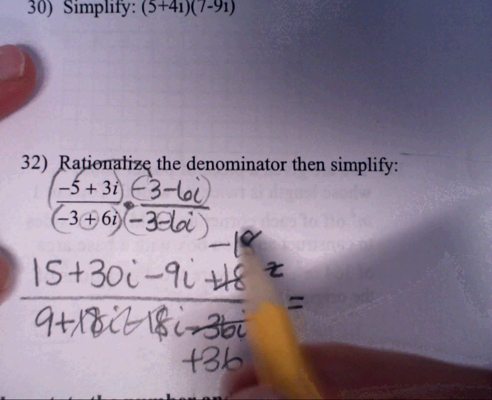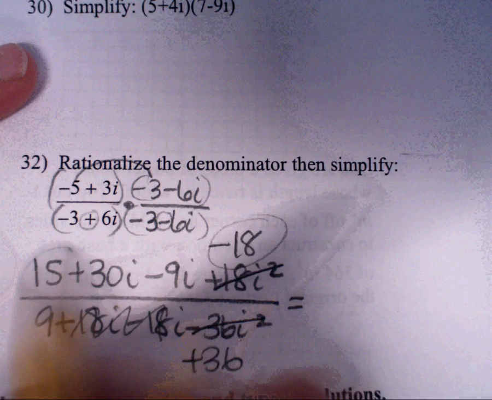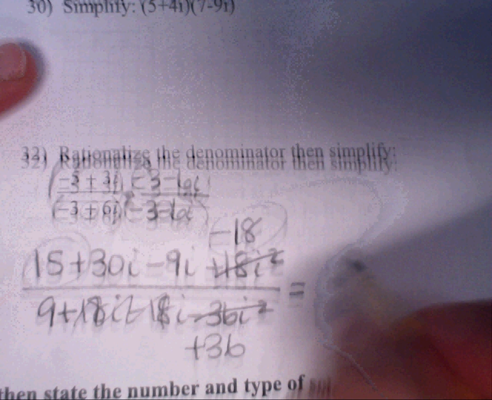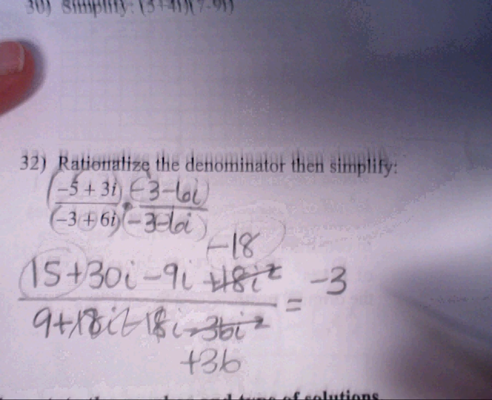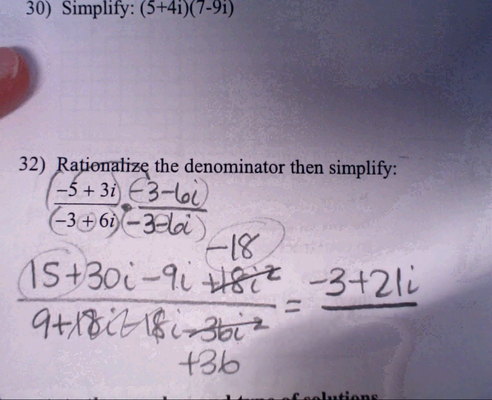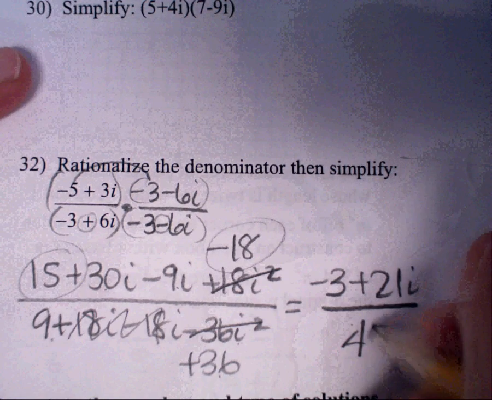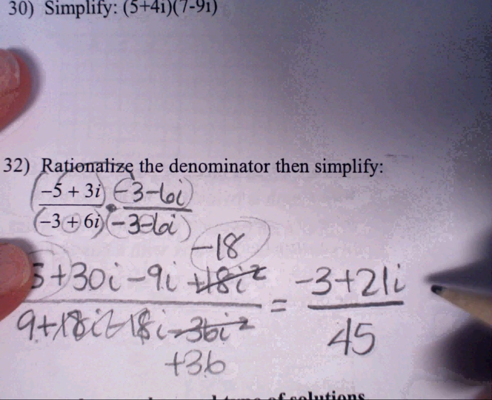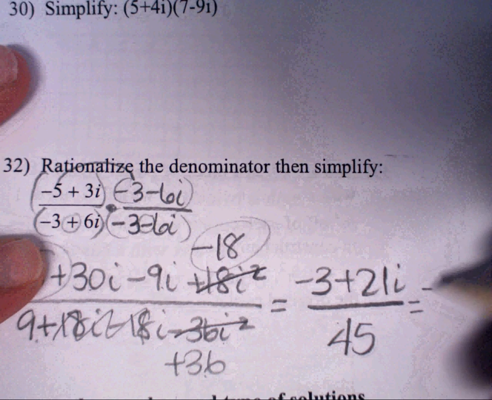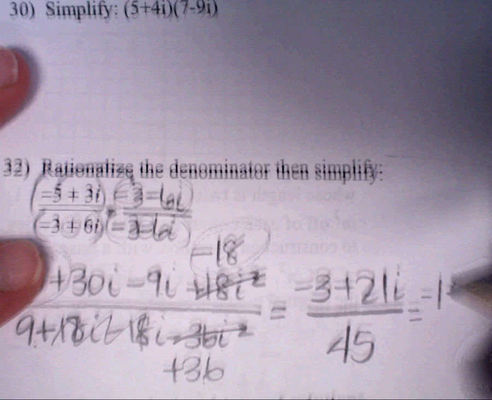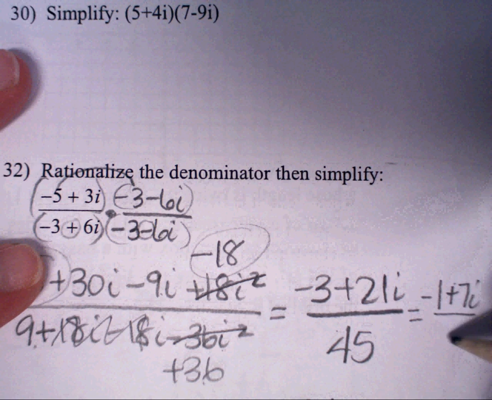So now I can put together this and this, which is negative 3. I can also put together these two, which is positive 21i. And then 36 and 9. Now you can go a step further by simplifying by 3. So negative 1 plus 7i over 15.